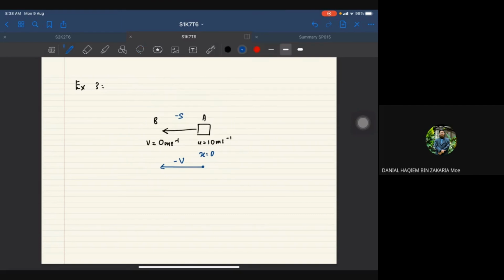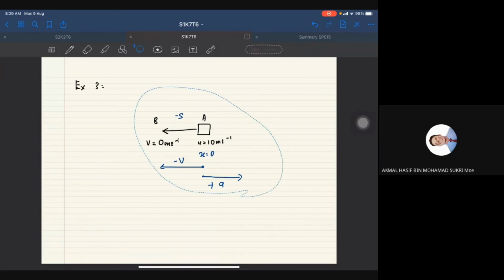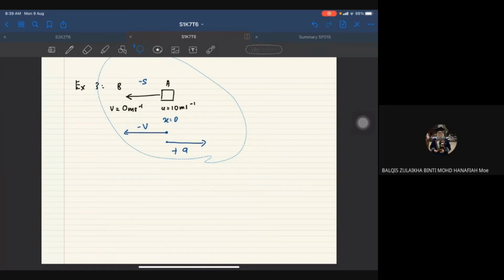Okay, A positif. Kenapa? Sebab velocity dia berkurang. Okay, so velocity is decreasing. So V dengan A tu mesti opposite direction. So because of the V to the left, A should be to the right. And because of A to the right, A tu adalah positive. Understand tak? Faham. Okay, any question?